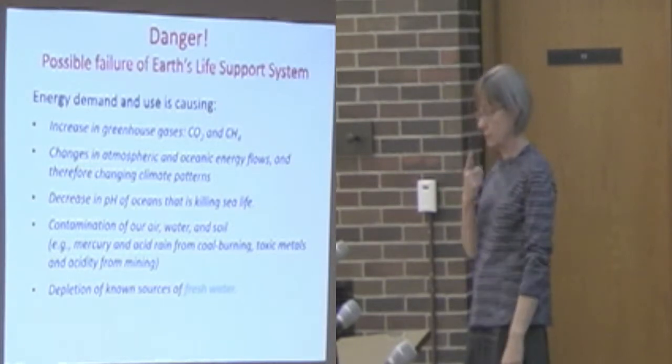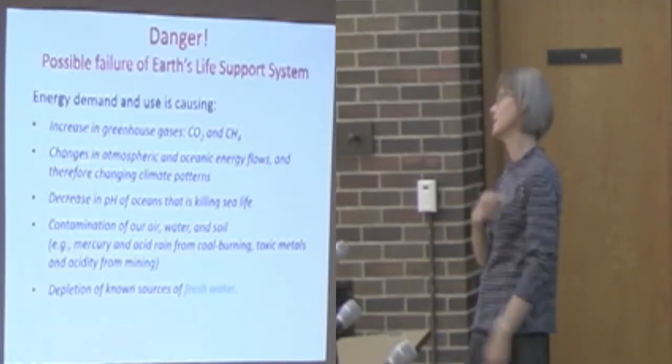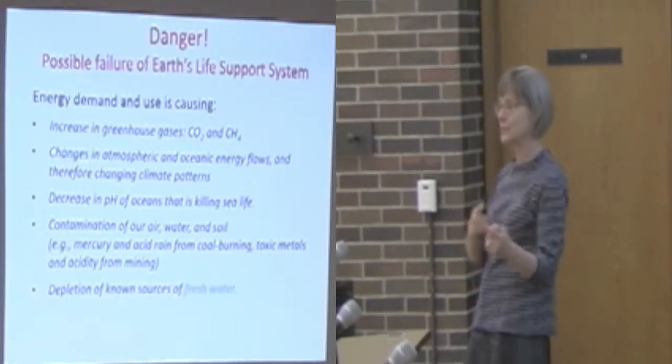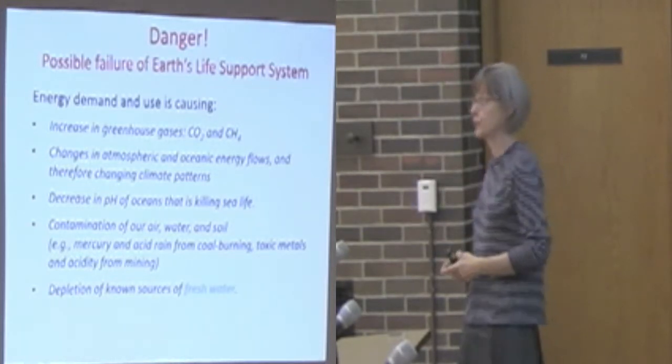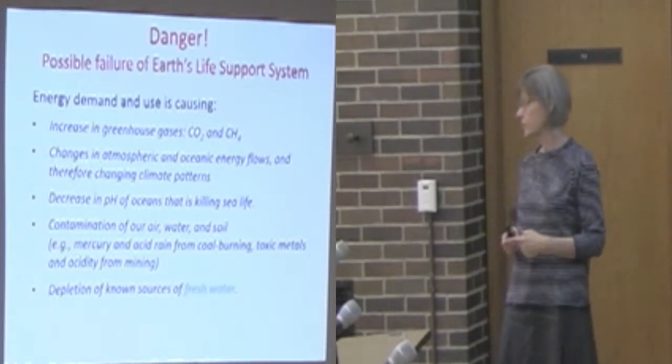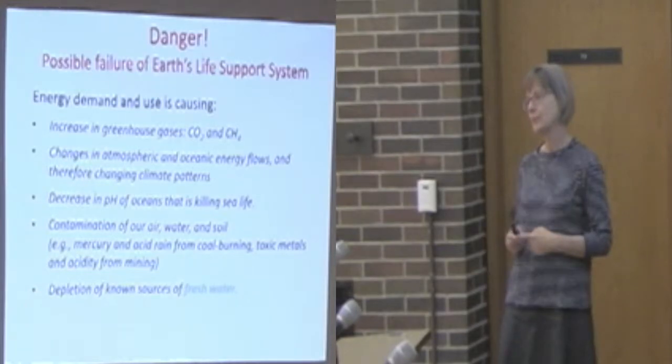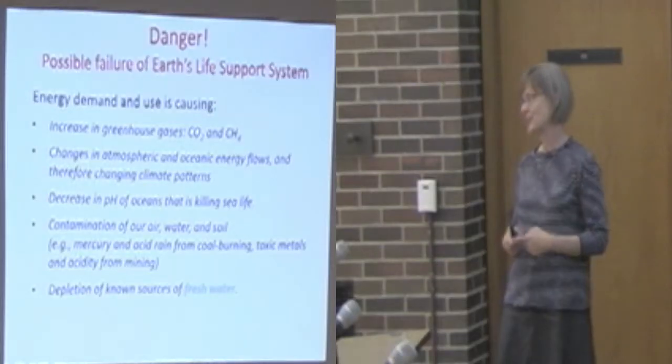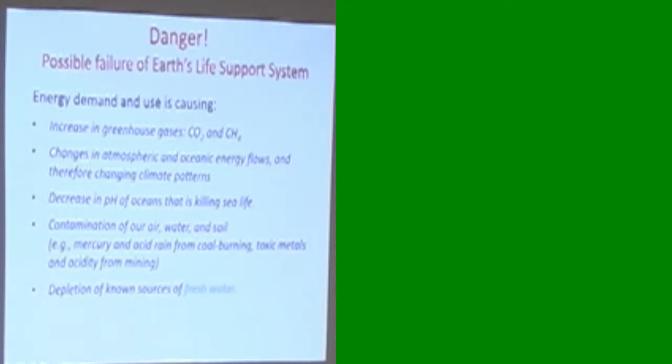The temperature is changing, and that's causing changes in the way the atmosphere circulates, which is then causing changes in the way the oceans circulate. And this is a big issue. We cannot predict how the ocean circulation is going to change. That's a big uncertainty.